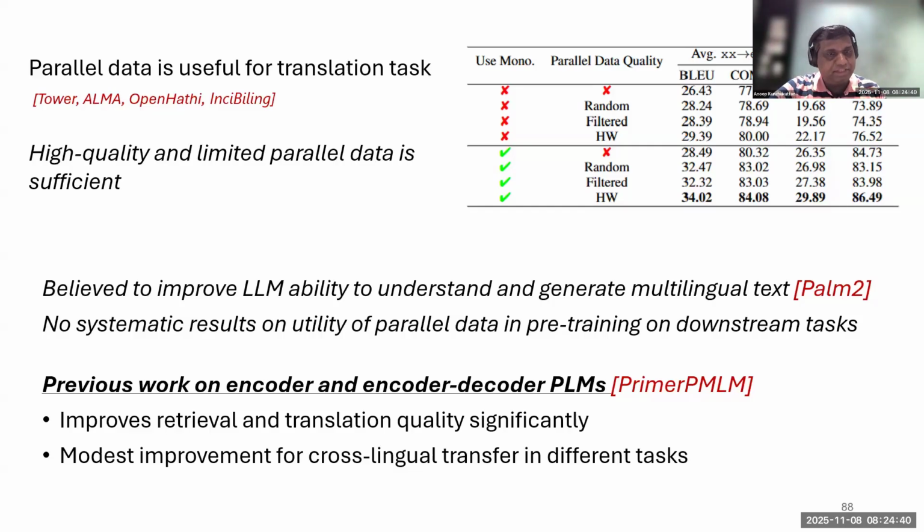But we can get some insights into it from previous work on encoder models and encoder-decoder pre-trained models, BERT and BART-like models. And here it's seen that using parallel data surely improves retrieval tasks as well as translation quality significantly. There is also a modest amount of improvement on different tasks in a zero-shot setting where you are fine-tuning the model on English training data sets and evaluating it on other languages. So across different tasks with varying levels of improvement, you do see improvement.